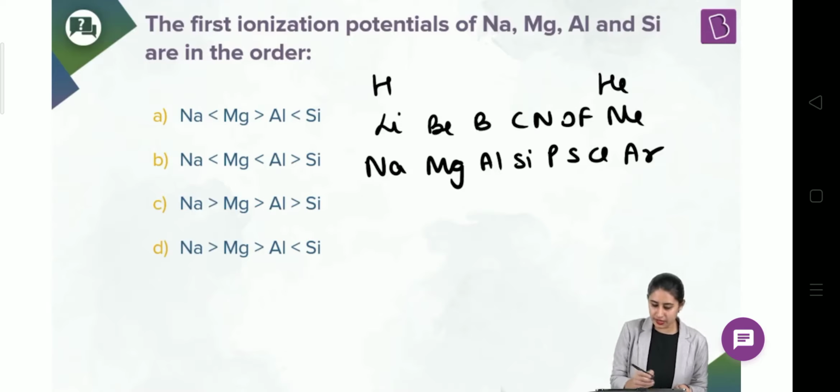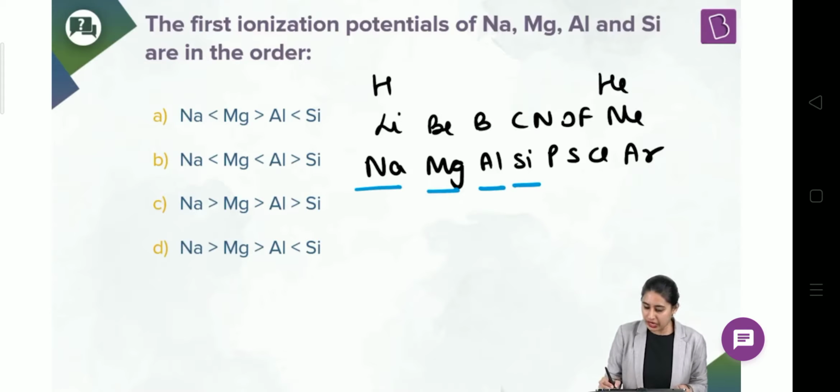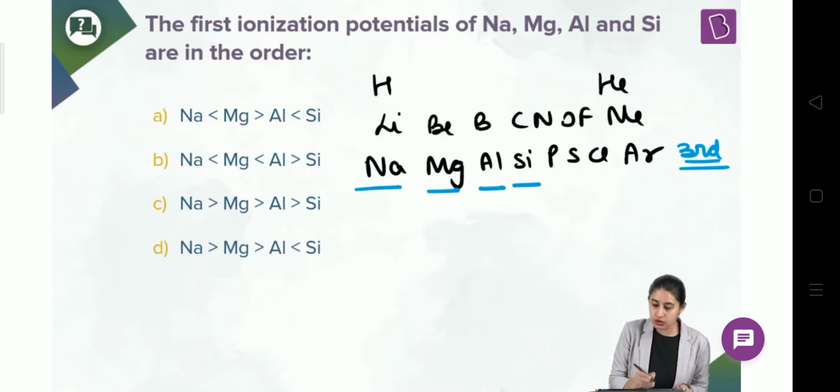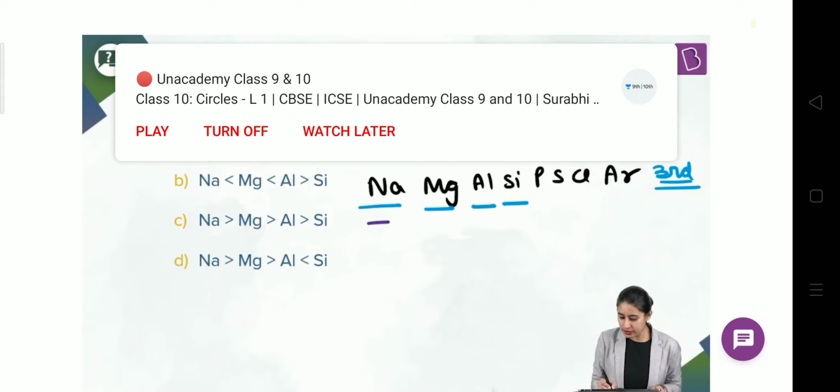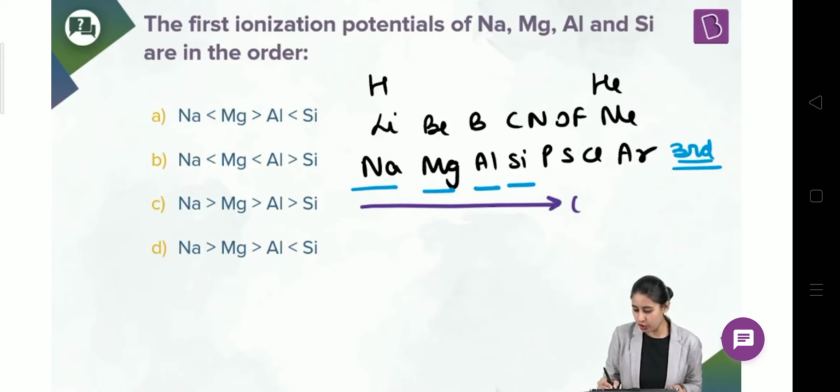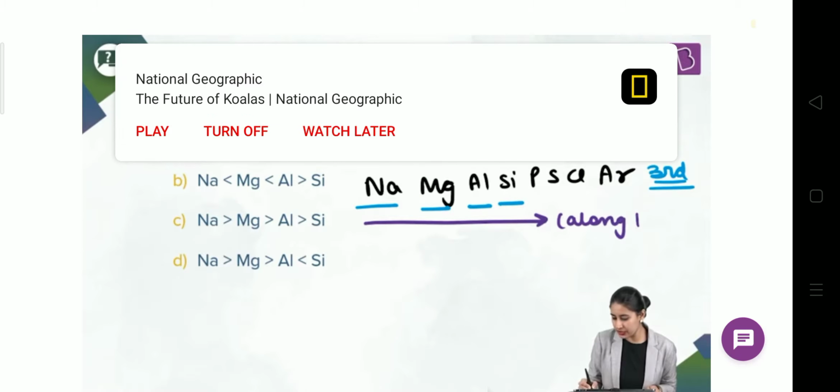Okay, so let's see the elements in discussion. We have sodium, magnesium, aluminium, and silicon. So they are third period elements. That's the first thing that you can see. Also, they are lying in one single period, so we have to talk about along the period.